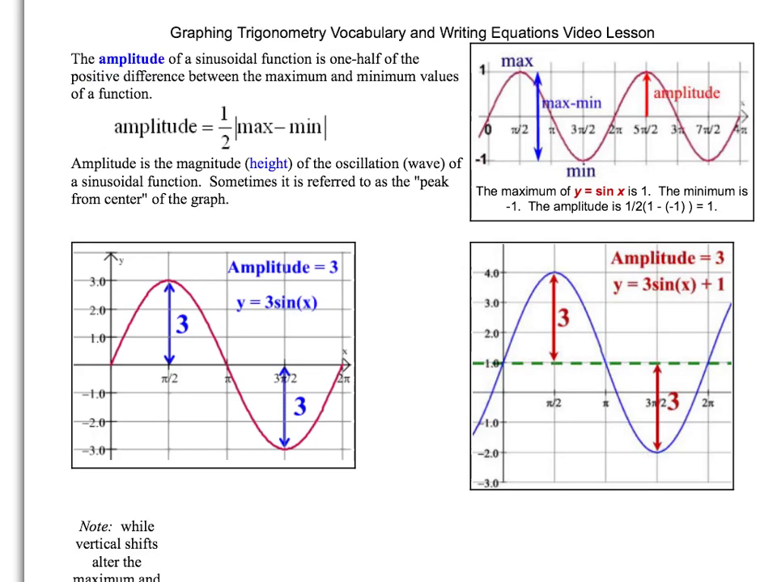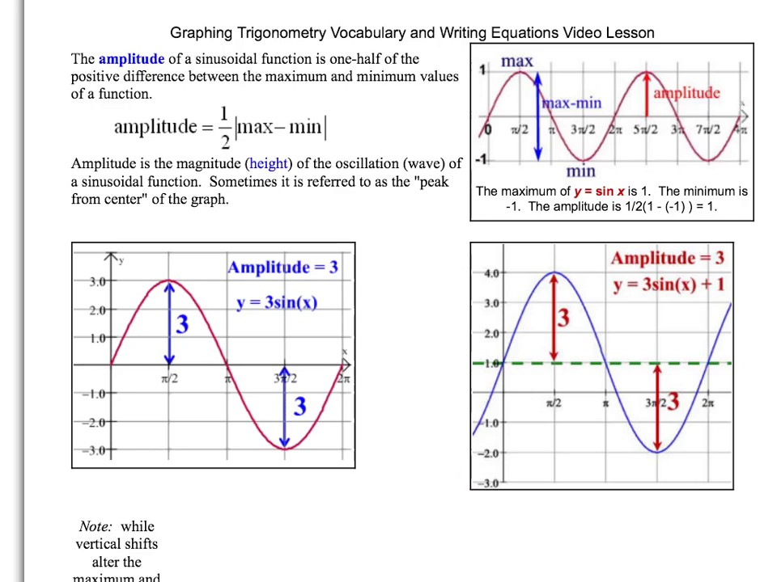A good example is if I'm looking at this picture here, I see that the height of my function is 3 and down to -3. So I would say the amplitude here is 3. The way we find amplitude is you take half of the highest value in the picture minus the lowest value. So if I look at this next graph here, my highest value is 4. My lowest value is -2.